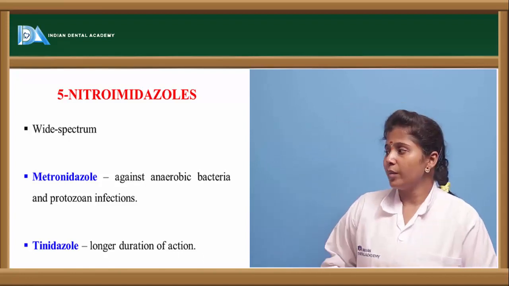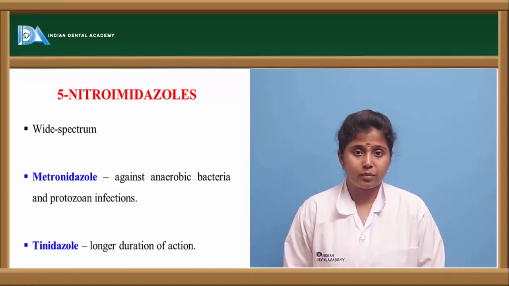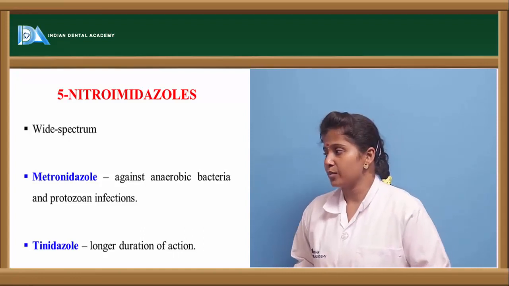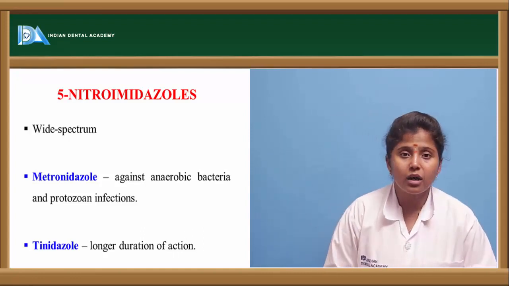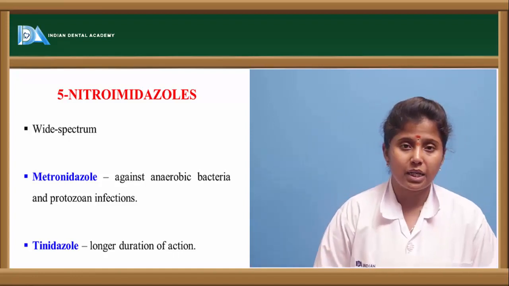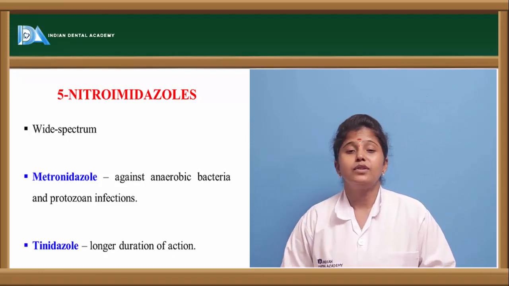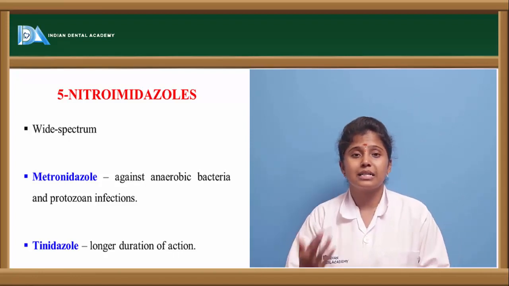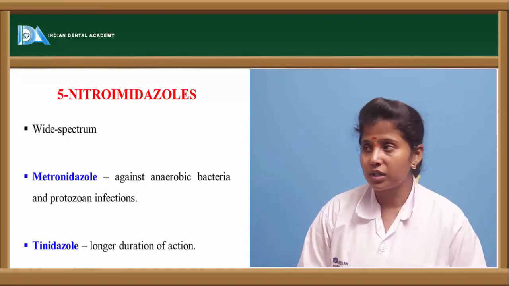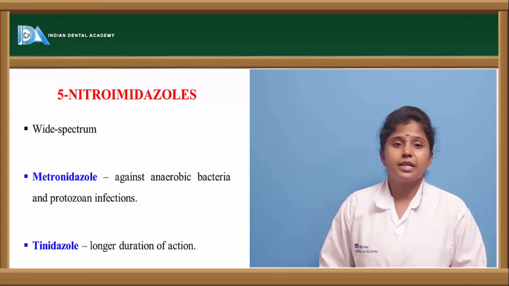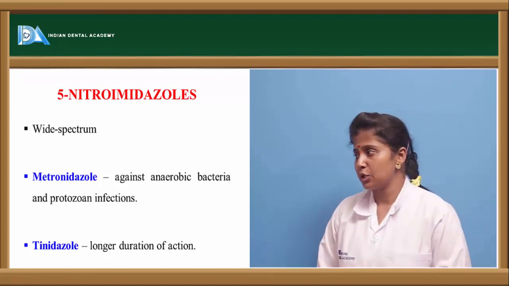5-nitroimidazoles have a wide spectrum, so they are used against various microorganisms. Metronidazole is a drug which comes under this category and is used against anaerobic bacteria. These are the bacteria which can respire, reproduce or divide without any oxygen. In that condition, metronidazole is very useful, and it is used against protozoan infections also.